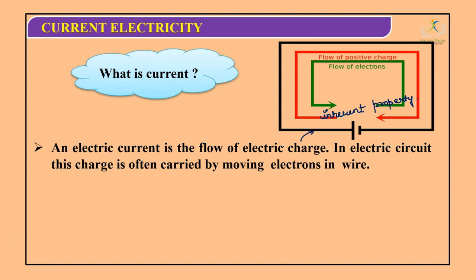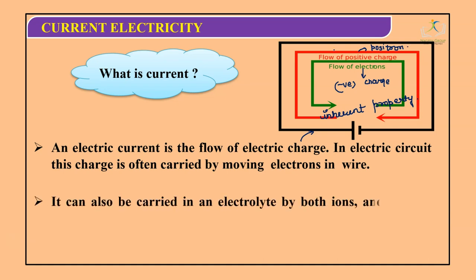Now the thing is like this. Flow of electrons: this is a charge which has a negative property. And if I take a proton or a positron, this will have a positive nature. It can also be carried in an electrolyte by both ions and electrons, such as in plasma.